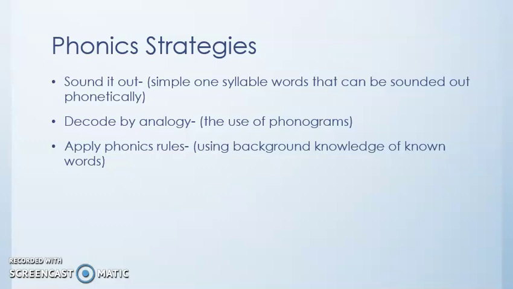And so our English language is wonky. Not all of our words can be sounded out phonetically, but for the ones that can, it is a good strategy to just break the word down by syllable and then sound out each part. The next strategy is decode by analogy, and that's the use of phonograms. And in your classroom, instead of using the word phonograms, you'll probably use the phrase word family. So if children can recognize the word block, likely they can then sound out the word clock or sock.